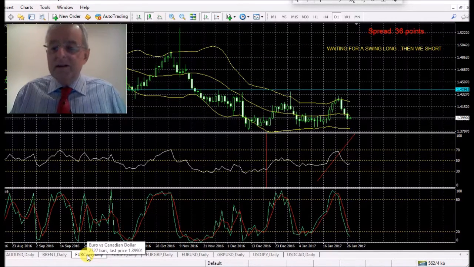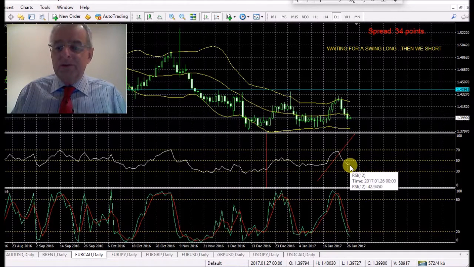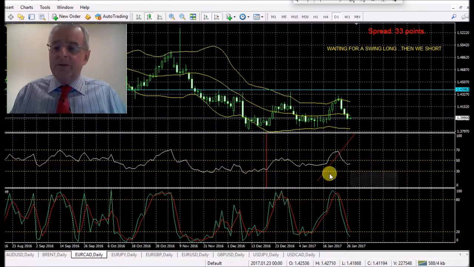Euro CAD. This has dropped quite nicely. Again, got a bit of a turn up on the RSI there. So we're calling that as an out on that.